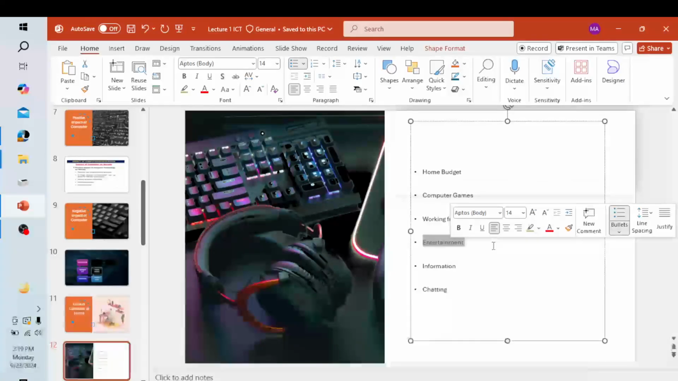The next point is the entertainment. You know, people can find entertainment on the internet. They can watch movies, listen to songs, and download different stuff. They can also watch the live matches on the internet.